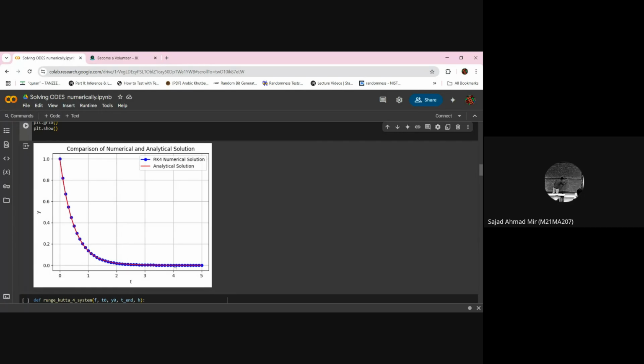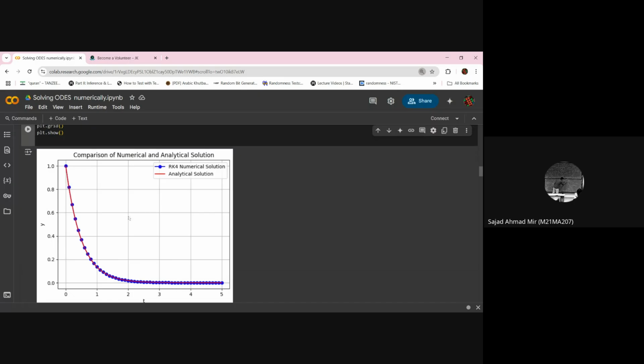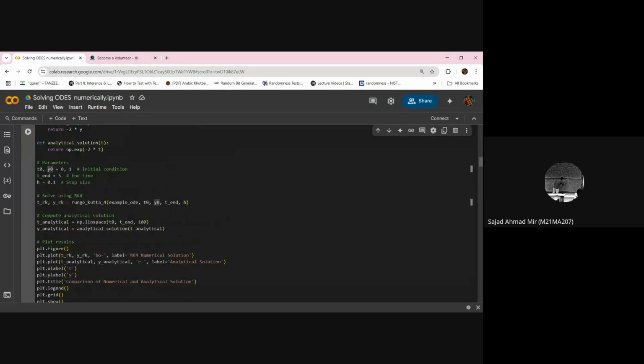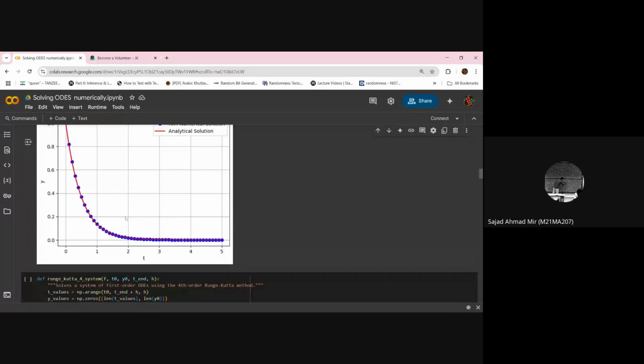So you can see how this discrete system is giving you the accurate solution. For this, we are able to compare with our equation, because this solution is analytically solvable. This is the way you can compare.